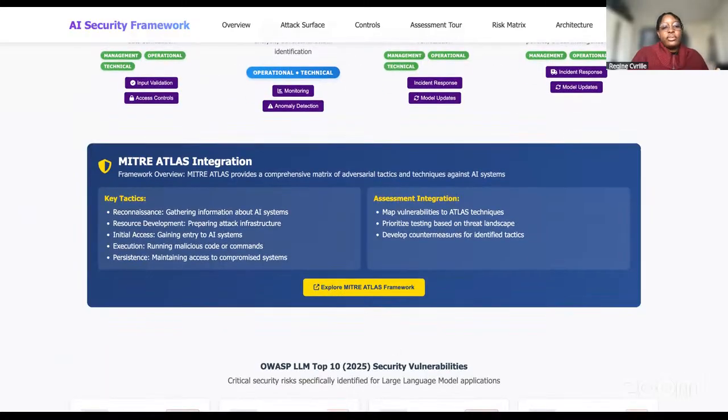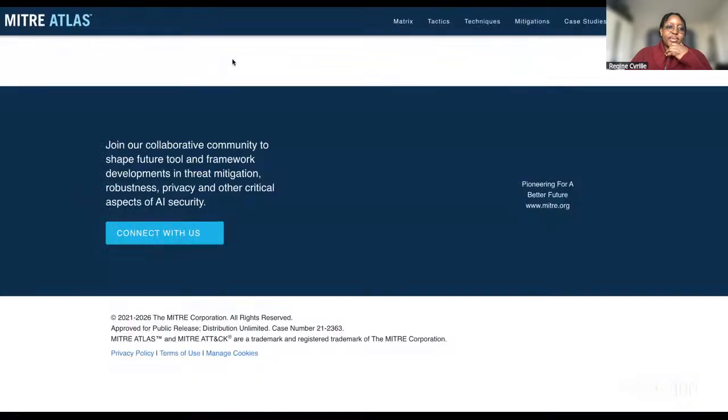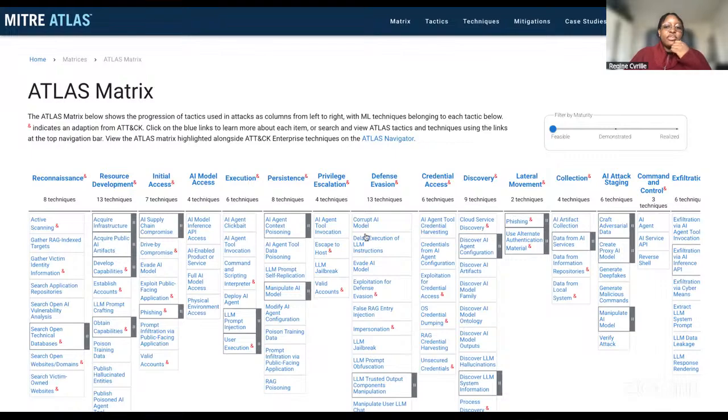And then there is MITRE ATLAS, which is the framework specifically for AI systems. You can check out the framework. Sorry about the network. Okay, so it has this risk matrix, the ATLAS matrix, and I think it really does cover a lot, all the aspects of what you need to protect, aspects that need to be covered whenever you're dealing with protecting an AI system.